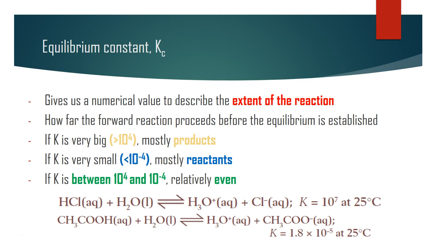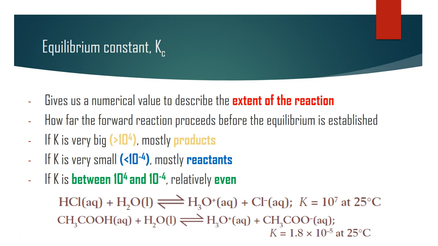So, just summarizing some of that, remember that Kc gives us the extent of reaction. This is the numerical value telling us how far the forward reaction has gone. A couple of quick rules of thumb: if our K value is very large, greater than 10 to the 4, so 10,000, we're looking at mostly products. If K is very small, less than 10 to the negative 4, then we're talking about something that's mostly reactants. If it falls between these values, then we tend to say it's relatively even and doesn't heavily favor the forward or the reverse reaction.